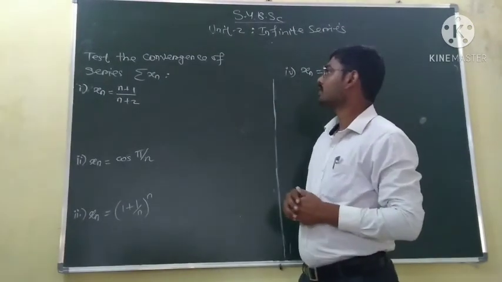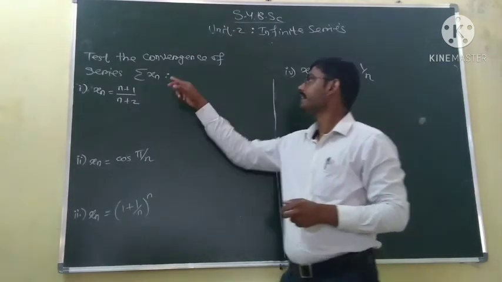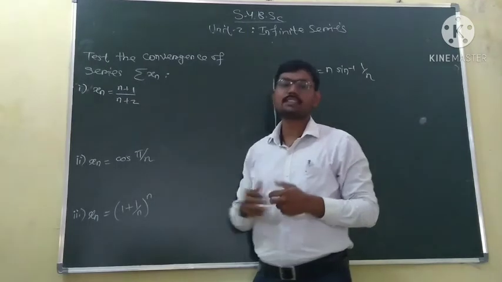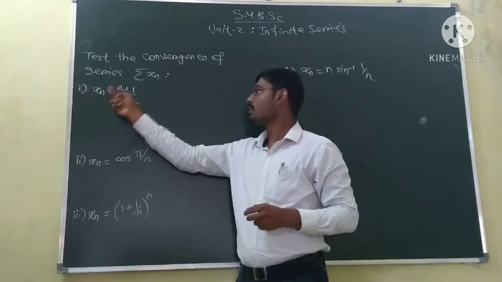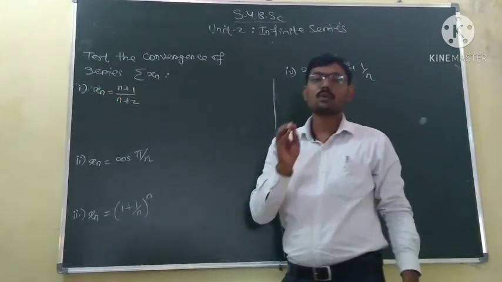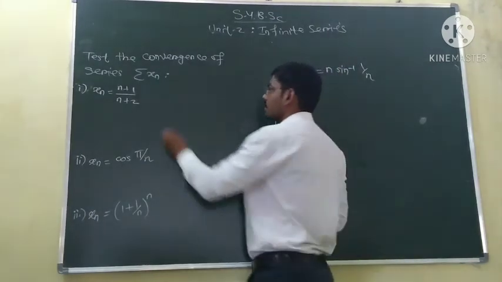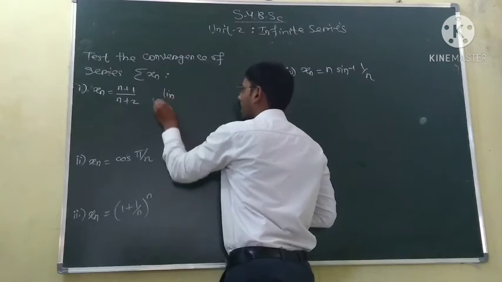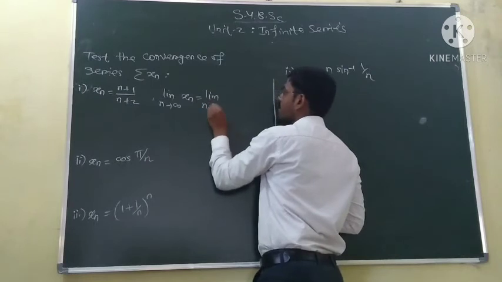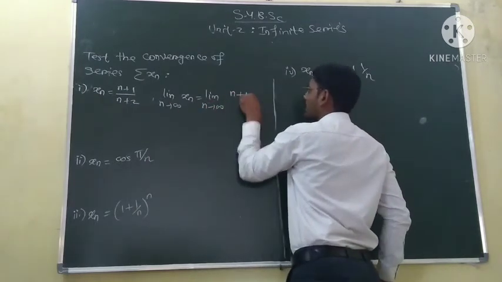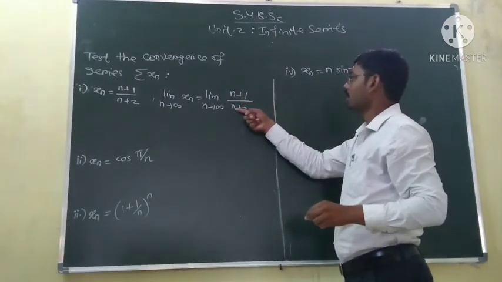The question is: test the convergence of the series xn in the following examples. The first example has the nth term given as xn is equal to n plus 1 upon n plus 2. We know the criterion. Our criterion is to find the limit of the nth term of the series. So here xn is given. So limit n tends to infinity of xn is equal to limit n tends to infinity of n plus 1 upon n plus 2.